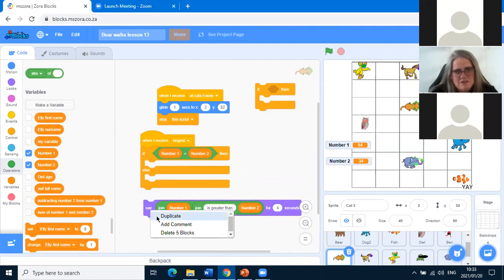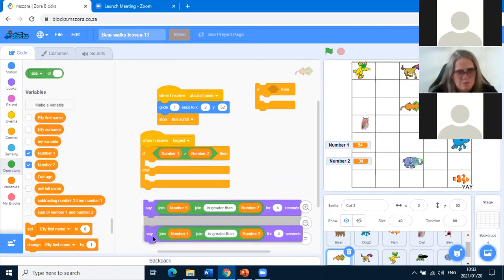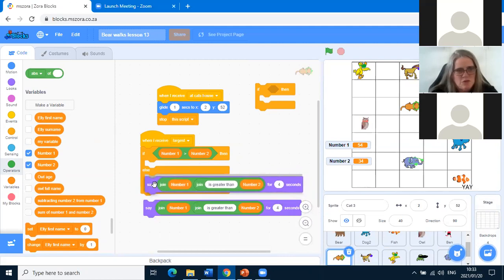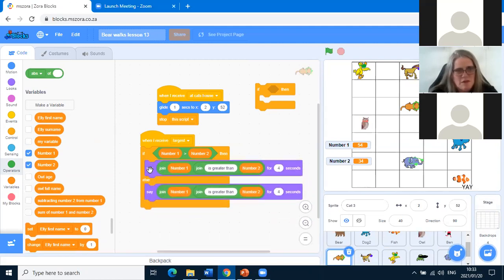I'm going to duplicate this. See what I'm doing? Duplicate. Because I'm going to put 1 there and 1 there. And these are going to be swapped around. Because if number 1 is greater than number 2, then we're going to say number 1 is greater, or we're going to say number 2 is greater. We ask the question, is number 1 greater than number 2? Then we'll say, yes, number 1 is greater than number 2. Else, we're going to say number 2 is greater than number 1. Get the idea, guys? And that's it.